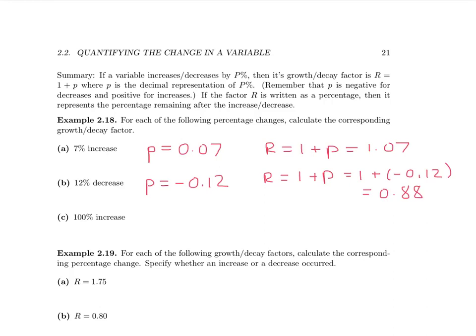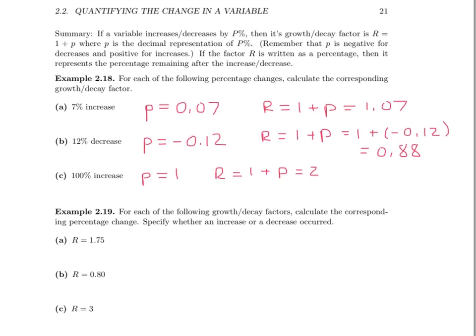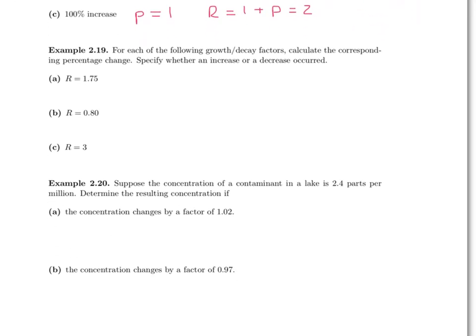Here there was a 100% increase. P is the decimal representation of 100%. In this case, it would be 1. R, being 1 plus p, would then be 2. So, in other words, if a variable increases by 100%, what we're really saying is that the variable is doubling in size. Let's go ahead and look at the next example.